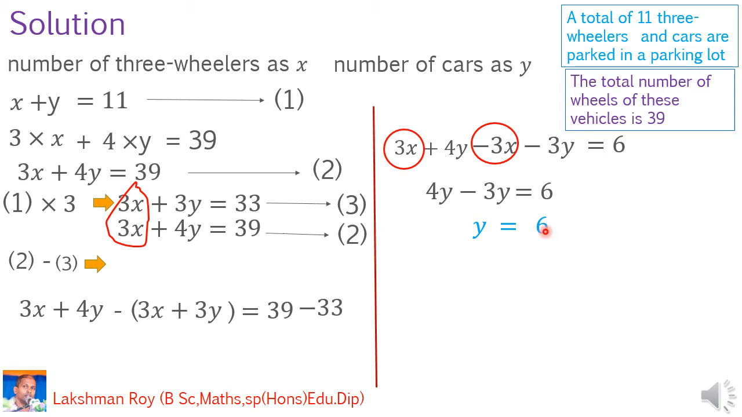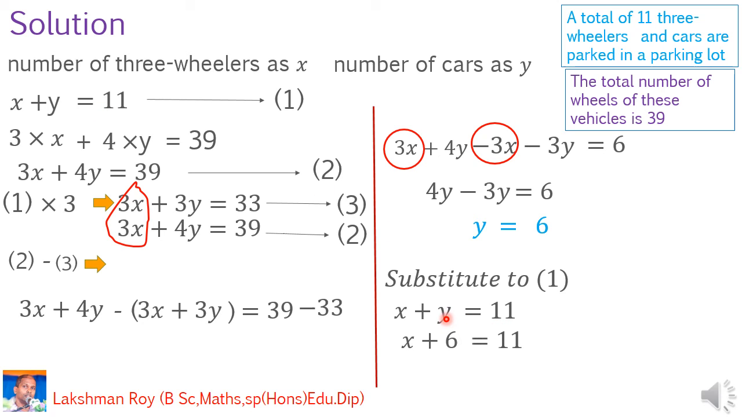Then how to find x? You can go to the first equation, the second equation, or the third one, any one. The first one is easy, so I substitute into the first equation. Here I put y as 6. The equation x plus y is 11, so with y as 6 you get x plus 6 equals 11. Easily you can remove the 6 by subtracting: 11 minus 6 gives 5.